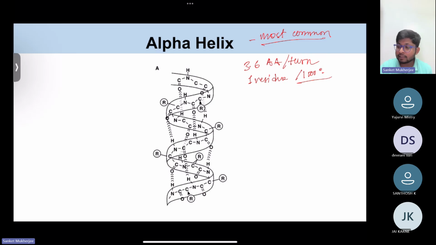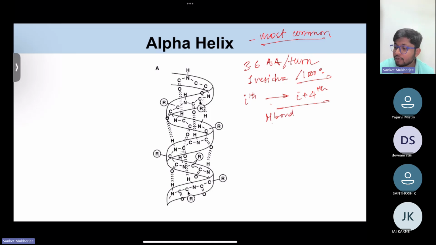Right. And another thing is that every residue, if it is the ith residue, forms a hydrogen bond with the i plus fourth residue. That is a characteristic of the alpha helix. So this hydrogen bond, how is it formed?